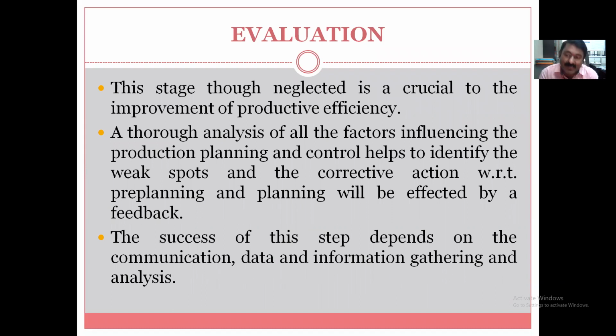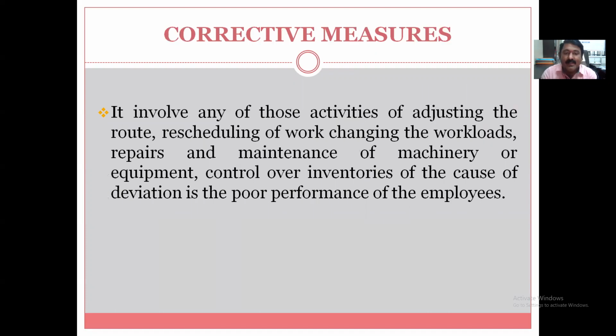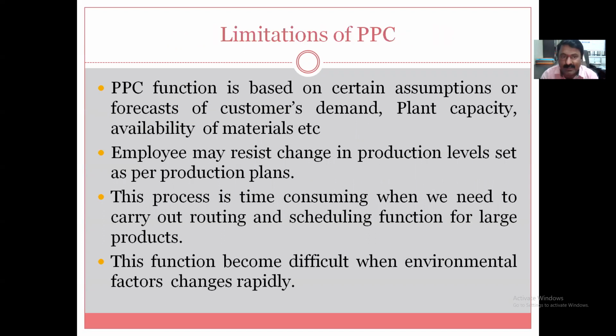Very first, it should be analyzed that the 50 target is not achieved. Second, data and information gathering: at what stage there is a delay, what are the lacunas, and where the focus is required so that the 50 target per day is achieved. So this is nothing but the evaluation phase. Corrective measures, we have already discussed what actions are taken. Now we will come to the last point of PPC, and then we will go for MRP.